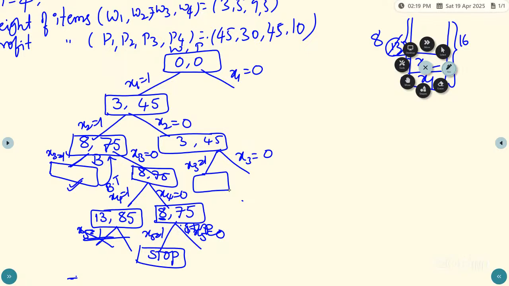already 3 units. What is the third item weight? Third item weight 9. Previously, already 3 units filled. Total 12 units filled. Previously, we got 45 as the profit. Plus 45 is the third item. Third item weight. This 45. Right?